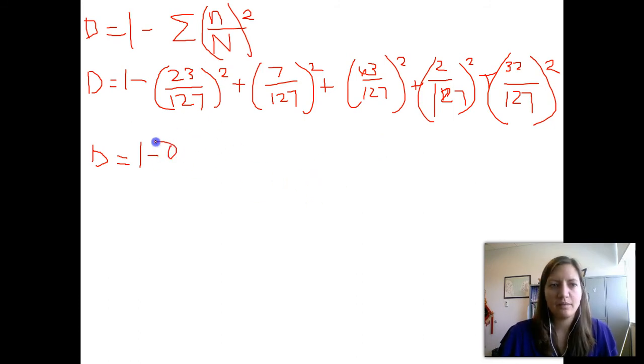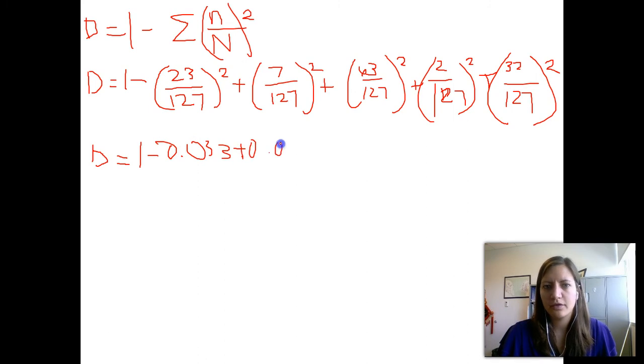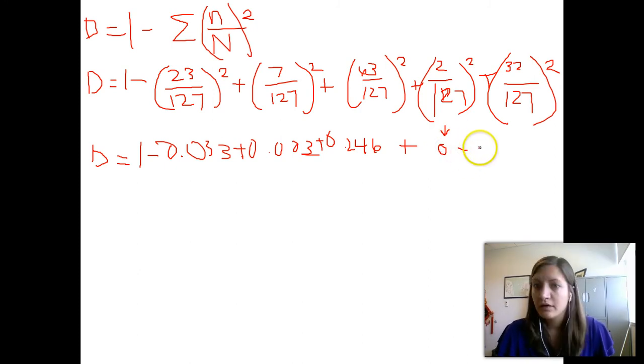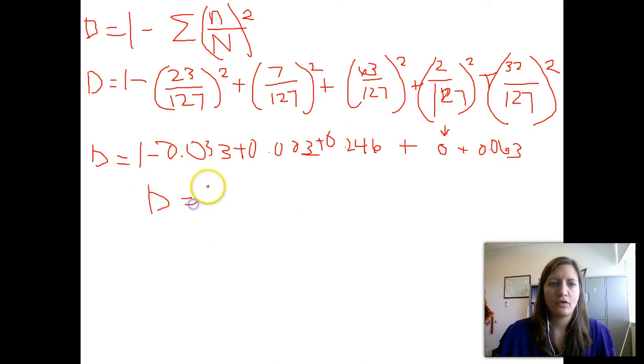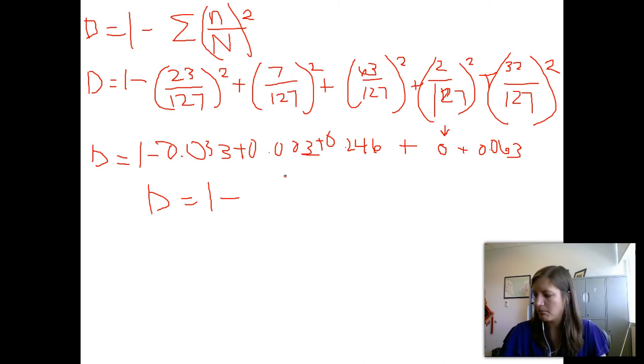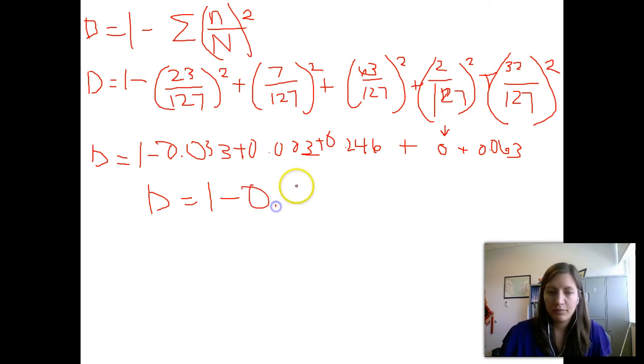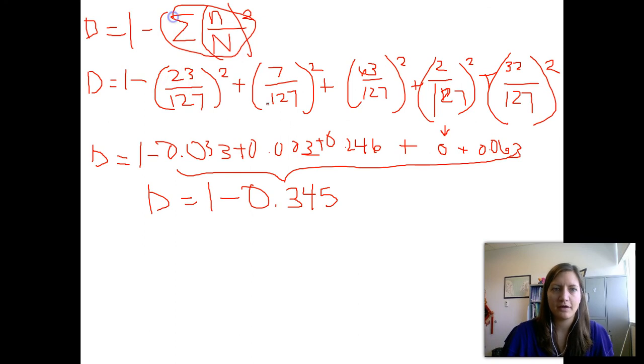So the first one ended up being 0.033 plus 0.003 plus 0.246 plus this one actually ended up becoming really, really small, so I just wrote plus 0 plus 0.063. So I'm going to summarize these terms. I'm going to keep the 1 minus 0.345. That's me adding all of these together. That is this term up here.